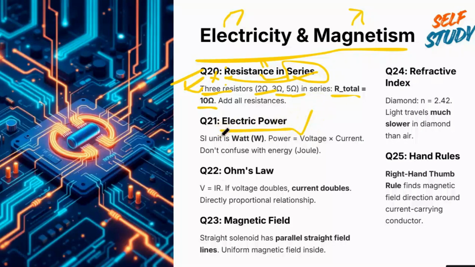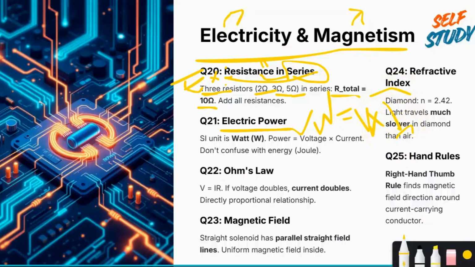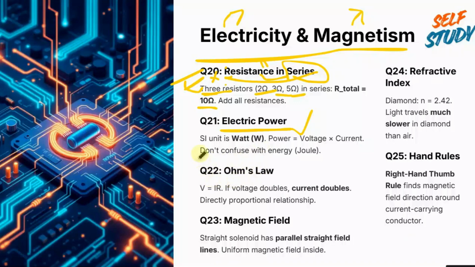Electric power. What is the formula of electric power? Watt is equal to voltage into the current flowing through it. This is the formula of electric power. Okay. Next, one caution is that don't confuse it with electric energy, which is in joule. Okay. Next, topic number 22.